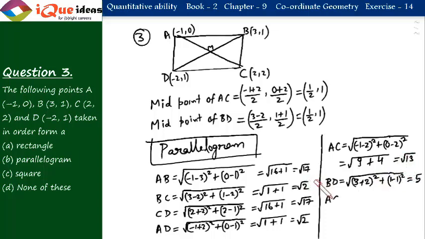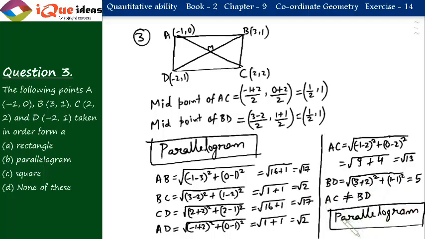So diagonals are not equal. Opposite sides are equal, diagonals are not equal, so it is not a rectangle, because for a rectangle diagonals must have been equal. So the answer is parallelogram. But because a rectangle is a subset of parallelogram, we had to check the lengths also.